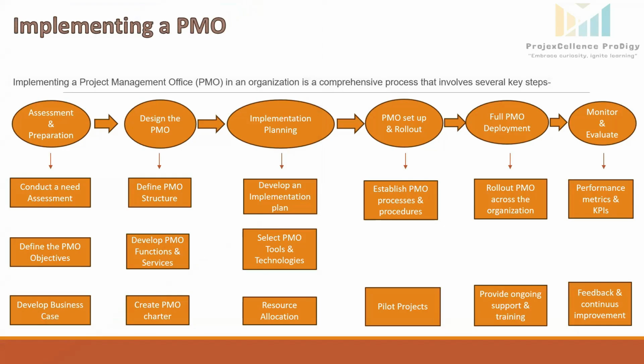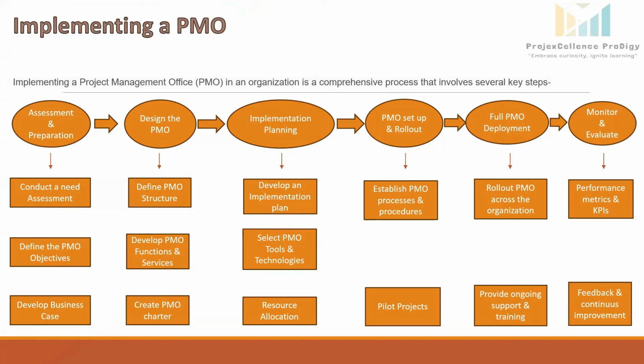Next step would be to design the PMO. So we will decide on the type of PMO based on our organization's need, whether it should be a supportive or controlling or directive PMO. Then we will determine where the PMO will be placed within the organization. It will be under the CEO or as a standalone unit.